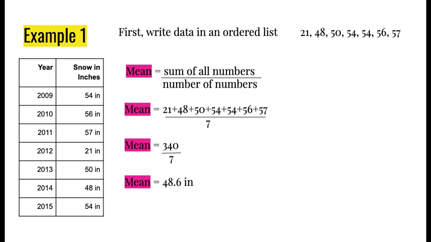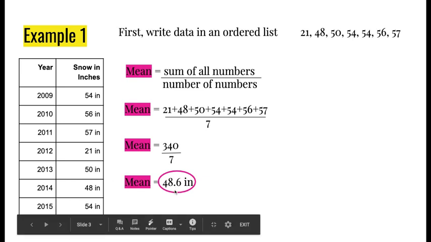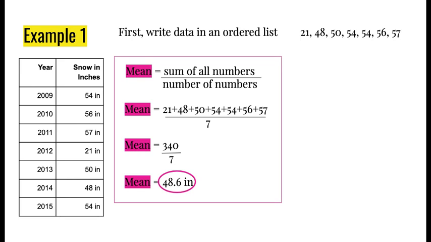I rounded to the nearest tenths place, which you should do as well if you need to. This is my mean. This is my average. This means that over the course of these 7 years, the average snowfall was 48 and 6/10 inches. This is one way that we can measure the center of my data set.